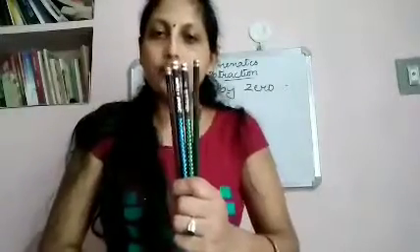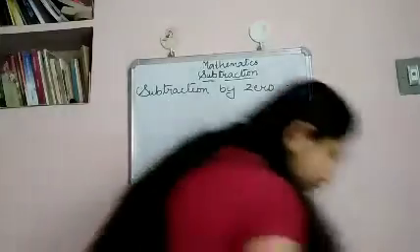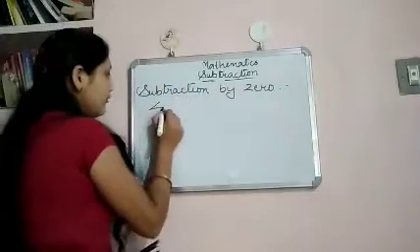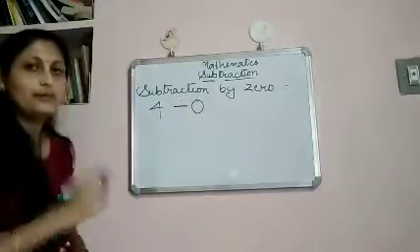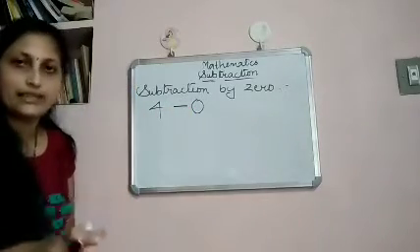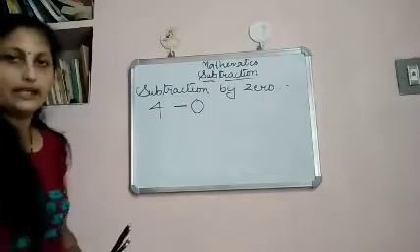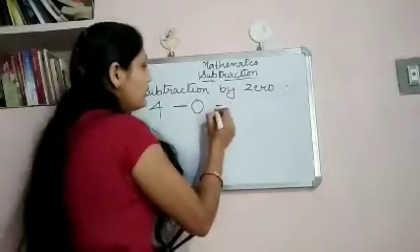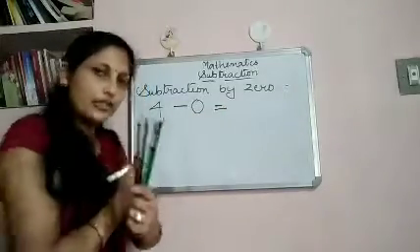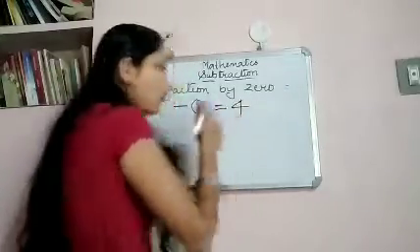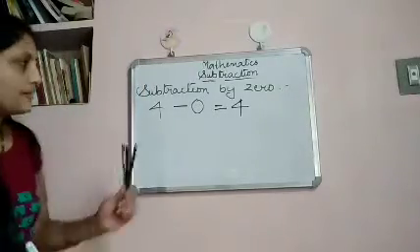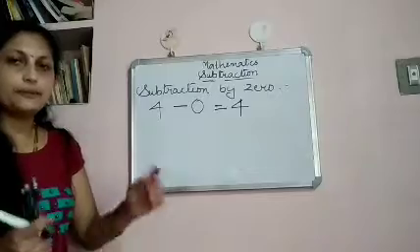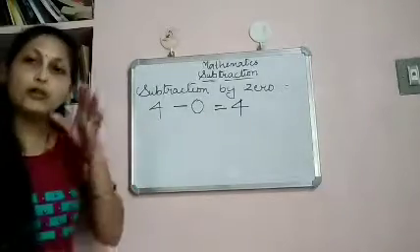How many left? 4 pencils left, isn't it? So how can we write this? We can write it like this. There are 4 pencils minus I am not removing anything. Means I am removing 0. 0 in the sense nothing. So 4 minus 0 is equal to what? How many left here? 4 itself. So 4. Okay. 4 itself. So subtraction by 0 means when you subtract 0 from any number, what do you get?